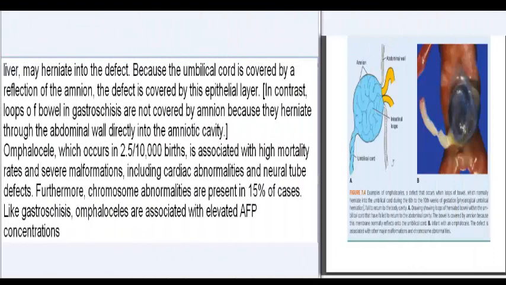Because the umbilical cord is covered by a reflection of the amnion, the defect is covered by this epithelial layer. In contrast, loops of bowel in gastroschisis are not covered by amnion because they herniate through the abdominal wall directly into the amniotic cavity. Omphalocele, which occurs in 2.5/10,000 births, is associated with high mortality rates and severe malformations, including cardiac abnormalities and neural tube defects. Furthermore, chromosome abnormalities are present in 15% of cases. Like gastroschisis, omphalocele is associated with elevated AFP concentrations.